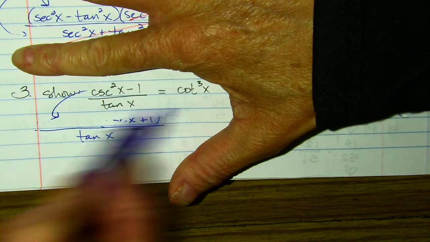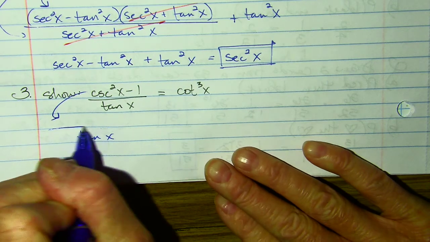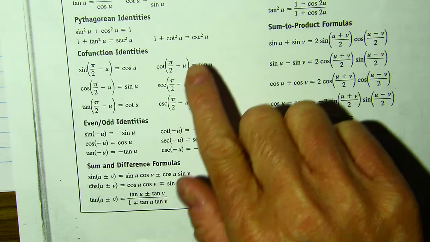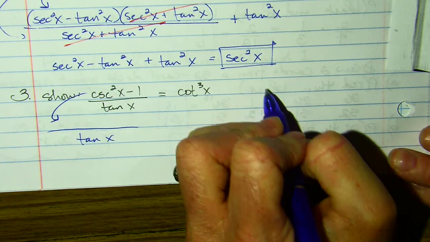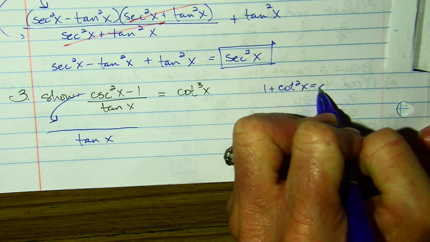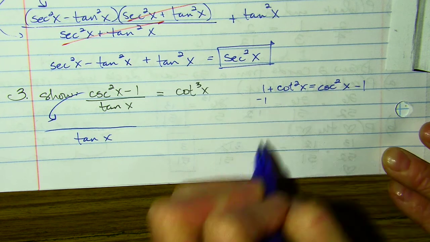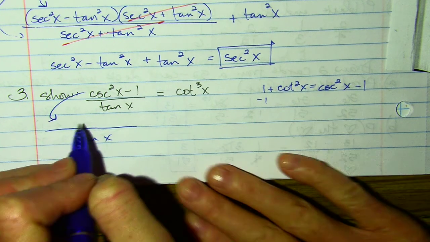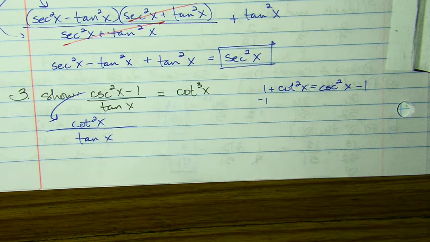So then I'm going to look at my identities. So maybe I've forgotten cosecant squared of x. Let's see here. Here's cosecant squared of x. Oh, so if I just subtract 1, I'm using this proof right here. 1 plus the cotangent squared of x equals the cosecant squared of x. So if I subtract 1, then I've now got the cosecant squared of x minus 1 equals the cotangent squared of x. So this is now cotangent squared of x, because that's what this top expression equals.